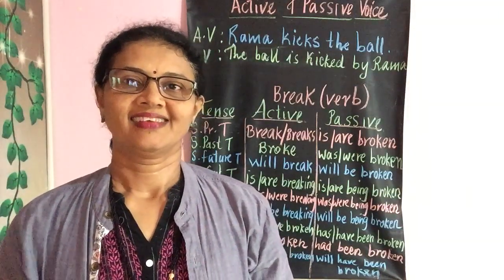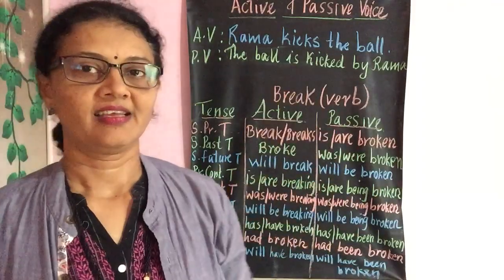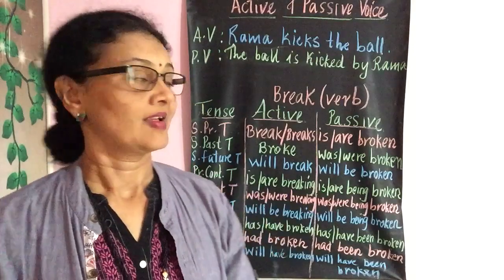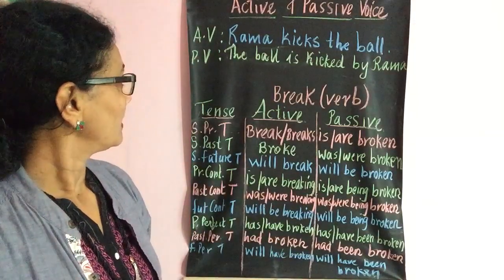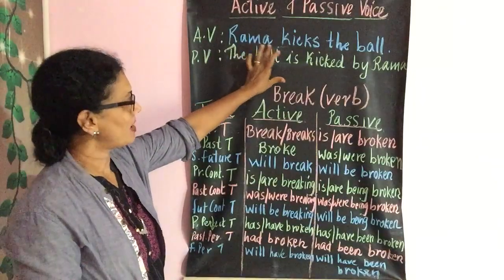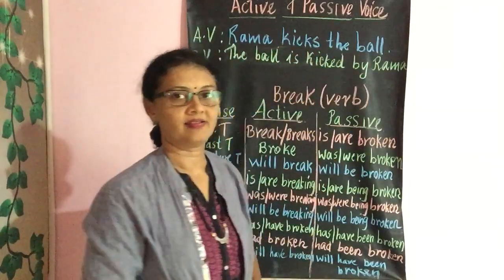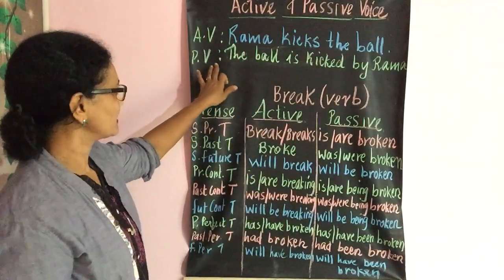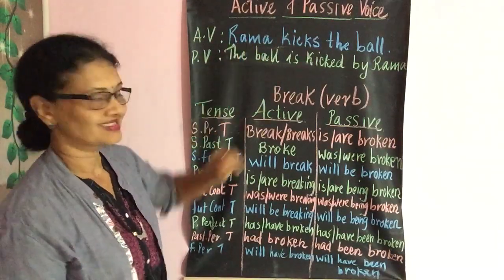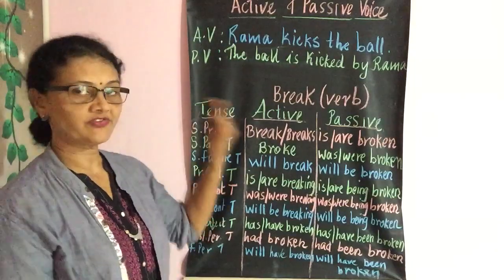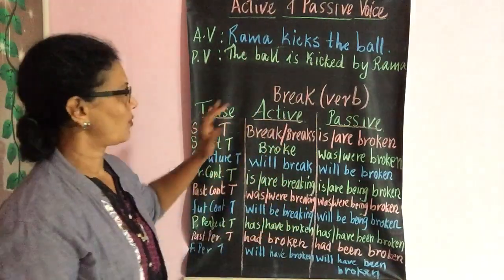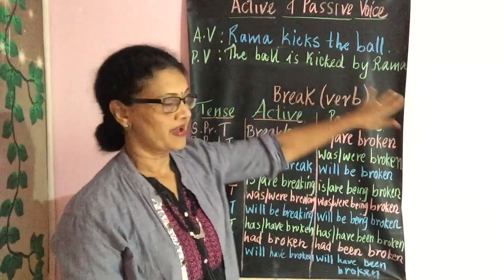In fact, these are the two ways in which we can express in simple terms. Now, I have given you an example here in active voice. Rama kicks the ball. And the second example is in the passive voice. The same sentence can be said in a different way, keeping the meaning same. How? The ball is kicked by Rama.